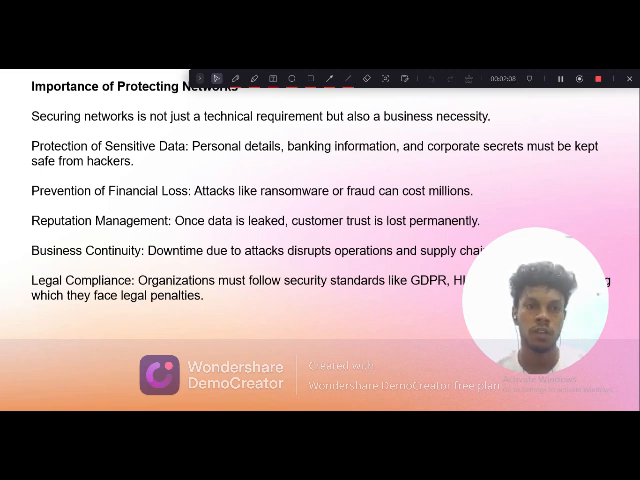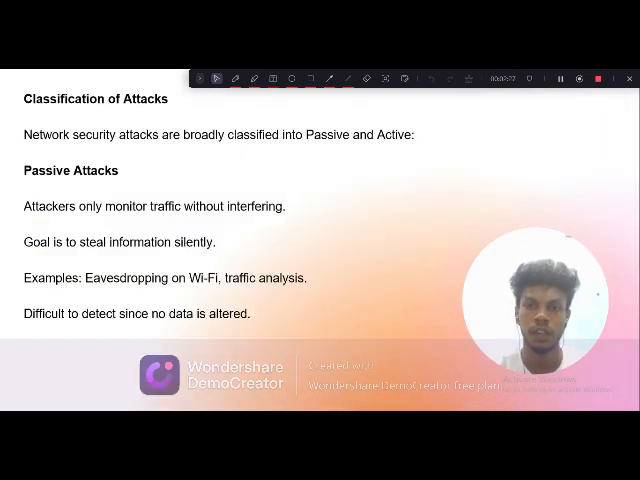Sensitive data like personal details, banking information, and corporate secrets must be kept safe from hackers. Prevention of financial loss, reputation management, business continuity, and legal compliance must come under this. Next is classification of attacks. In network security, attacks are broadly classified into two types: active and passive.